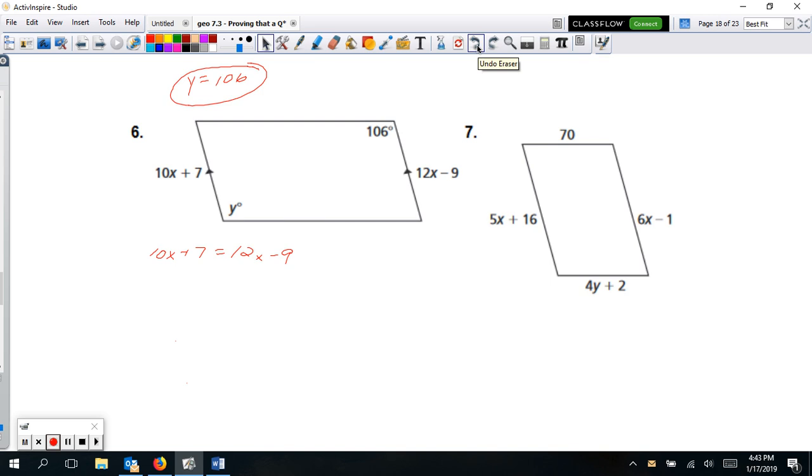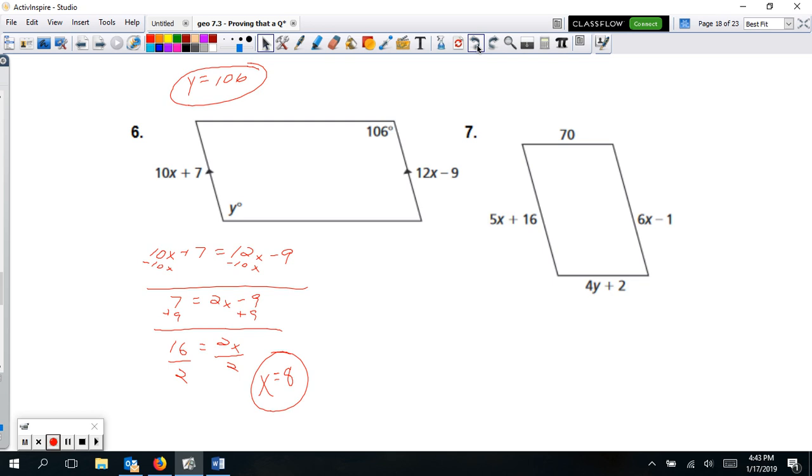So the 10x plus 7 is equal to 12x minus 9, and we'll subtract 10x from both sides to get the x's together. So we'll see 7 is equal to 2x minus 9. We'll add 9 now to get the numbers together on the left side. So it gives us 16 is equal to 2x. And then just divide by 2. 16 divided by 2 would give you 8. So x is equal to 8.